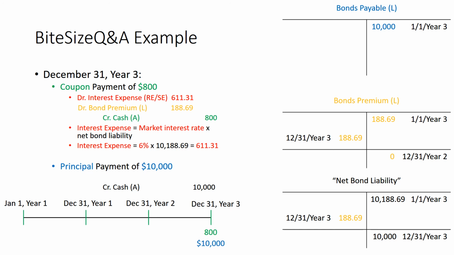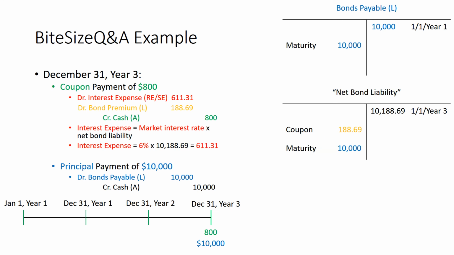Next, we can think about the principal payment of $10,000. We'll credit cash by $10,000 because we're spending $10,000 to pay the bond when it matures. We will debit the bonds payable account because if we don't have a bond in real life, we can't have it still in our accounting books. In our T account, the maturity of the bond will be recorded as a debit to the bonds payable account, and we can record the same entry under our fake net bond liability account.